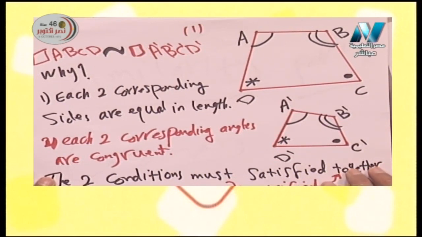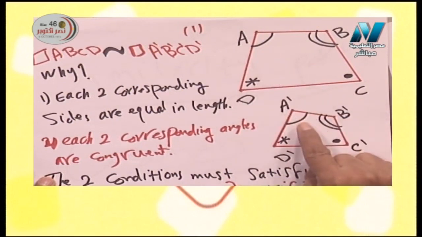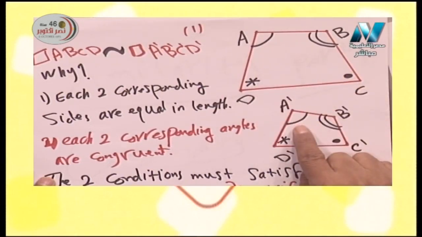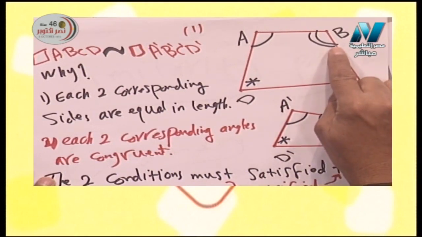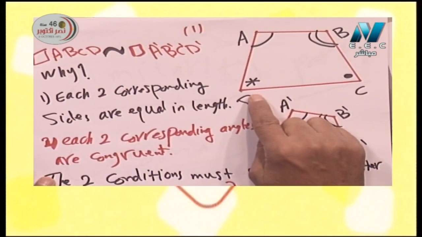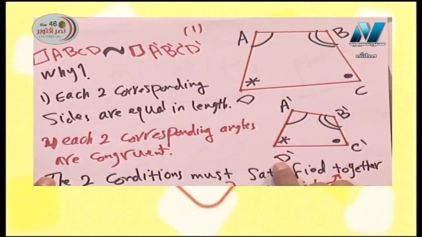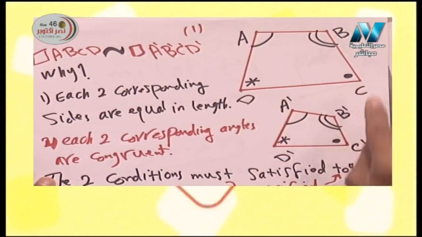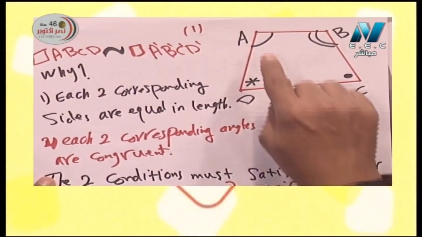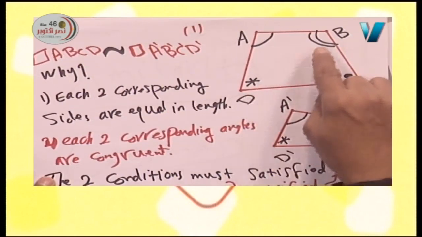Because each two corresponding angles are equal in measure, or congruent. Measure angle A equals measure angle A dash. Measure angle B equals measure angle B dash. Measure angle D equals measure angle D dash. Measure angle C equals measure angle C dash. So each two corresponding angles are congruent.